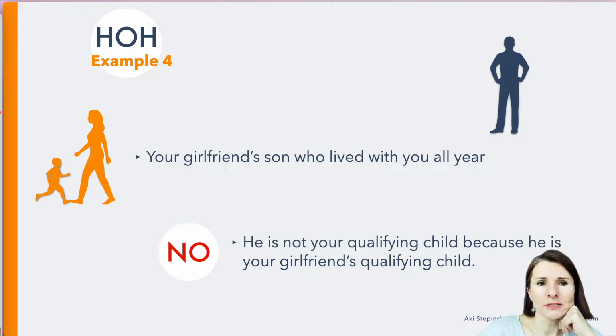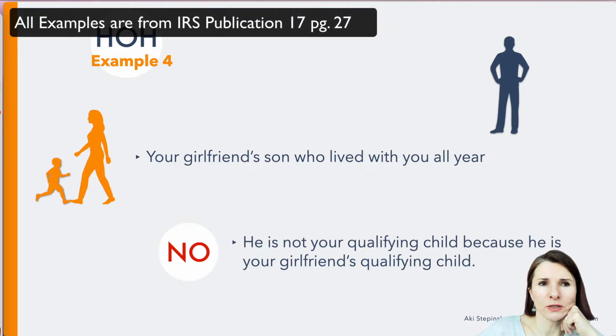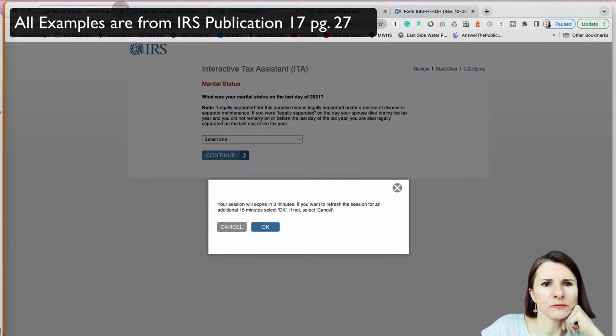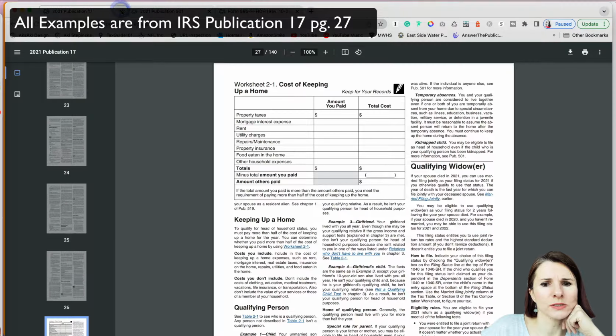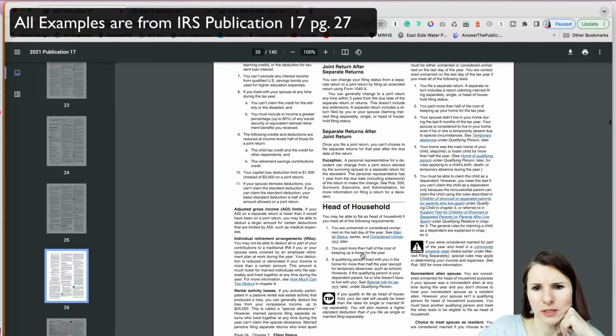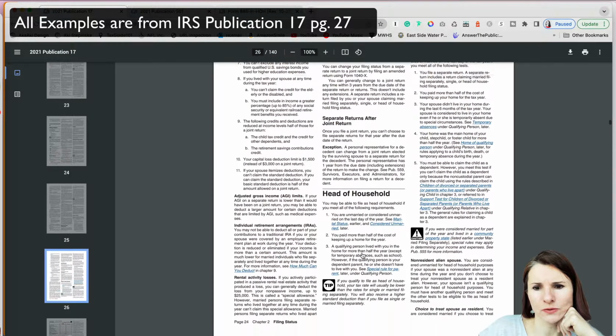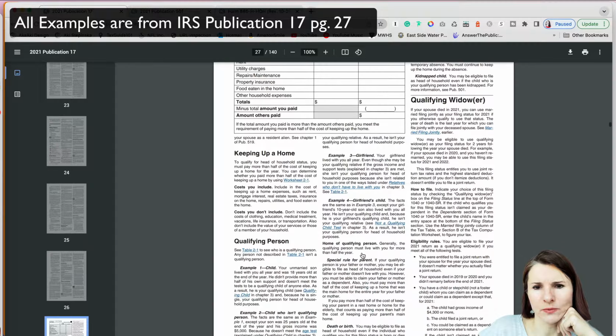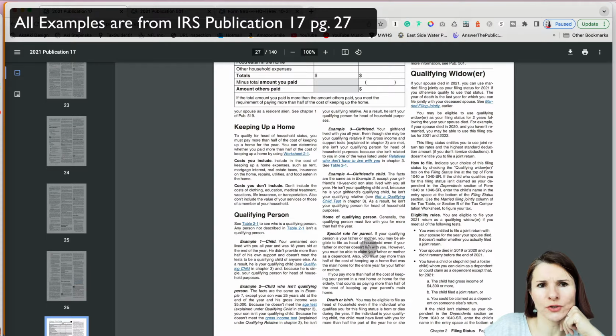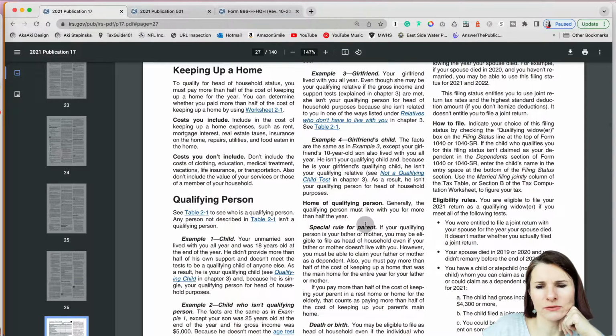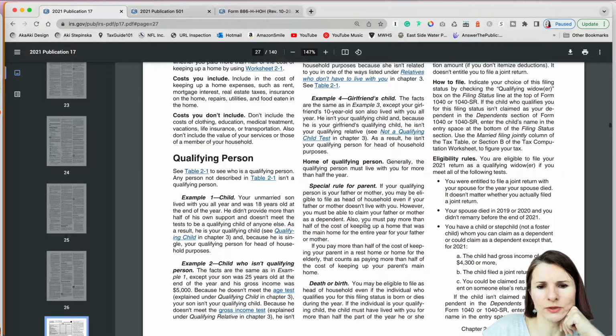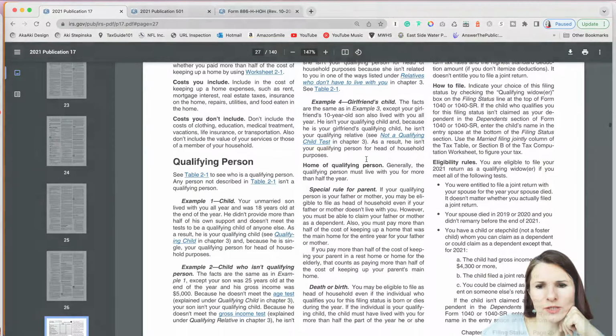So these examples are in Publication 17. Let me just check briefly. Head of household, we went through some examples. Yep, so this is in Publication 17, and you see these are the examples that I put together in the presentation to summarize them.